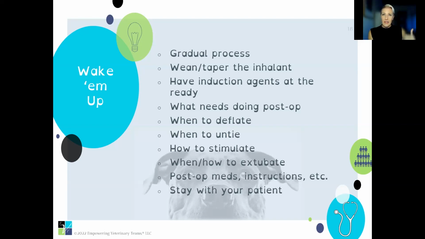If they're reacting, then you know you have some work to do, right? Versus now when they're starting to wake up, this is where we are moving from the OR to post-op rads to bandaging to the recovery run or kennel. And what does that look like? So you've got to figure out what you need to do. If it's a spay, that's pretty cut and dry.